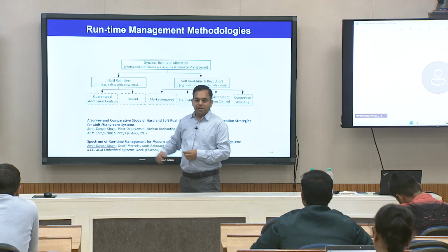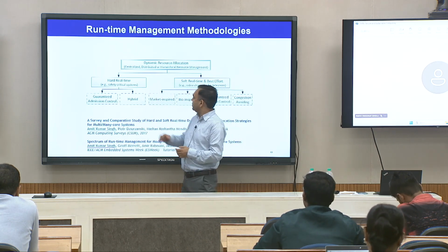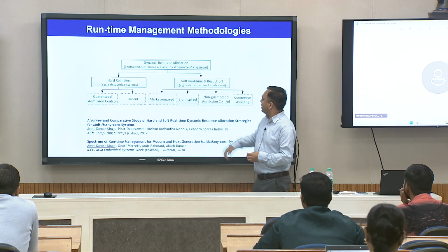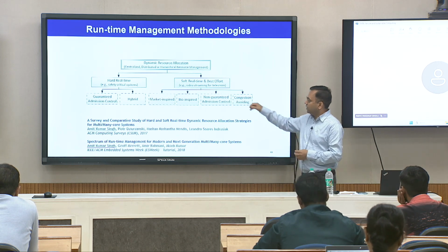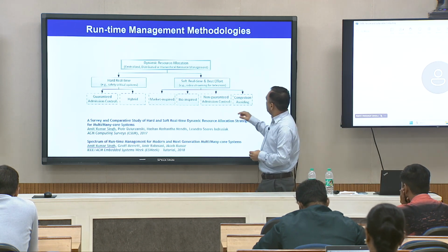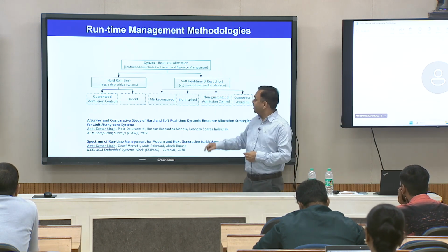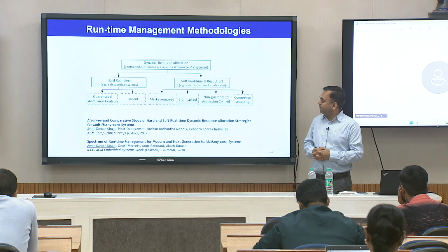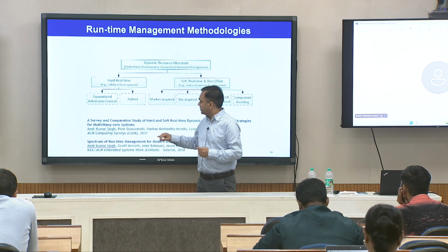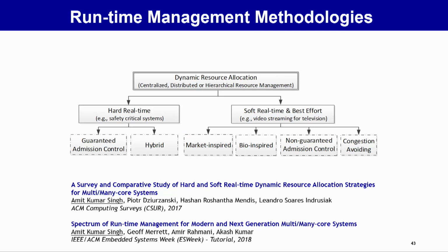Here there are two categories. I think we don't have time to look into that. In soft real time, there are again lots of categories: market inspired, bio inspired, non-guaranteed admission control, and congestion avoiding. Out of these, I will cover these two, bio inspired and congestion avoiding, briefly. But if you want to look at all of them in detail, even the comparison results, that is in this paper. I think this was a tutorial or something, so it was presented in that tutorial as well.